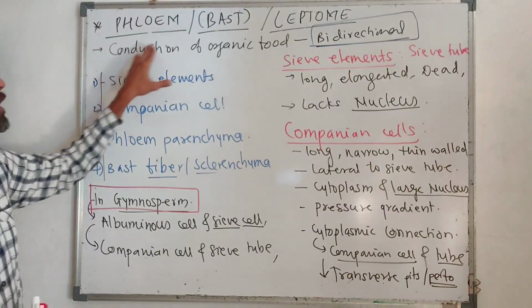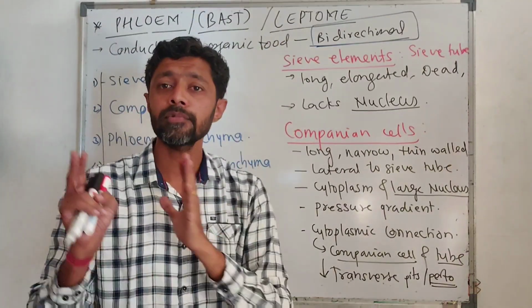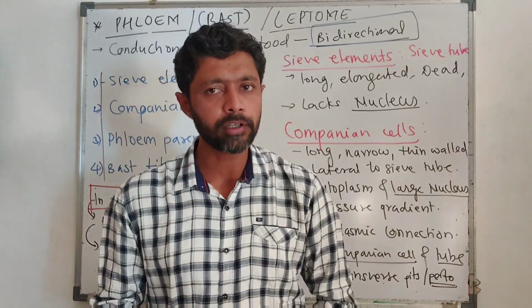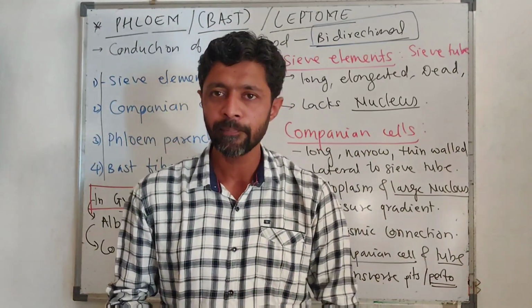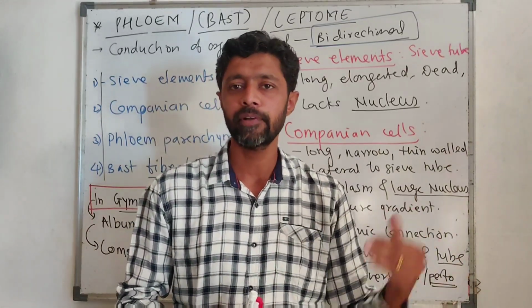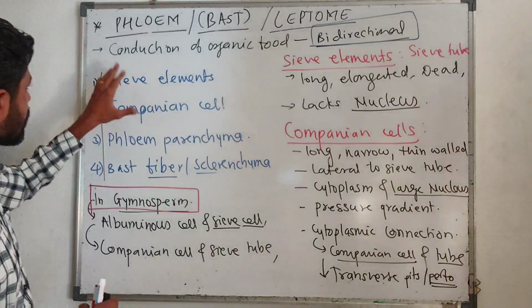Phloem is used for conduction of organic food from source to sink. Wherever there is production of food, that part is considered the source, and wherever there is a requirement of food, that part is considered the sink.